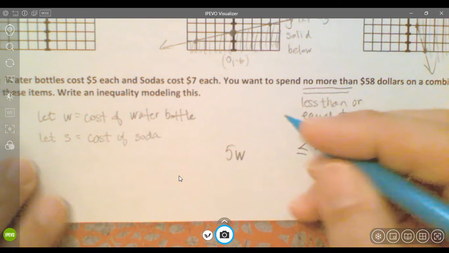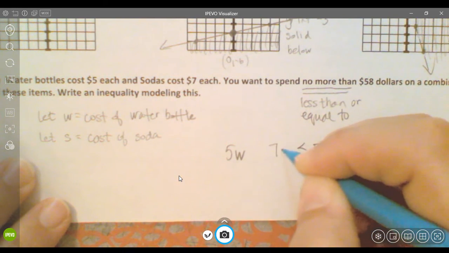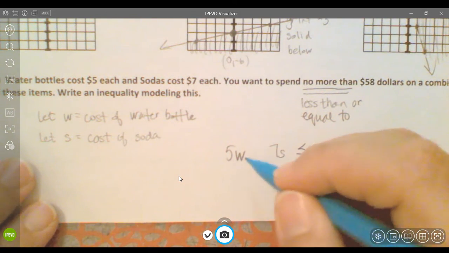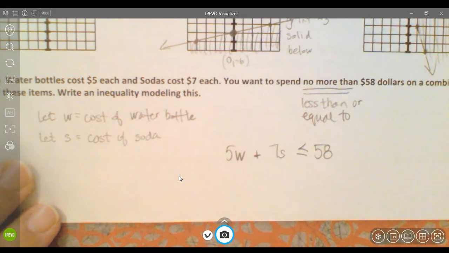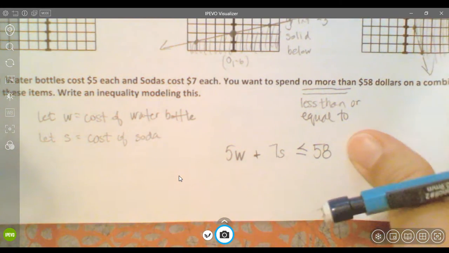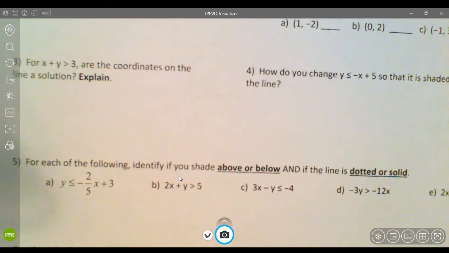So again, to find the total cost of my sodas, I'm going to multiply 7 times S. And when I put these two together, we're adding them. So there's your inequality. Look at that, you wrote an inequality. You did okay. All right, now let's practice.